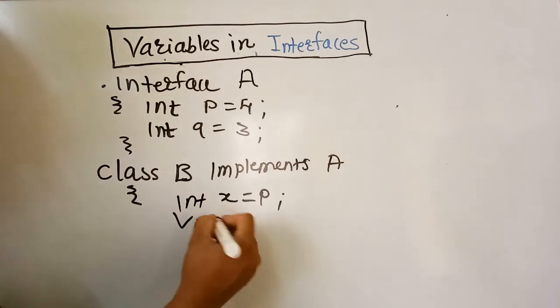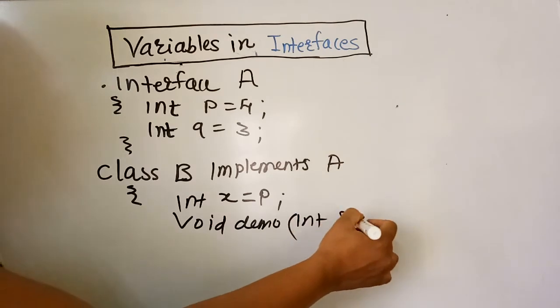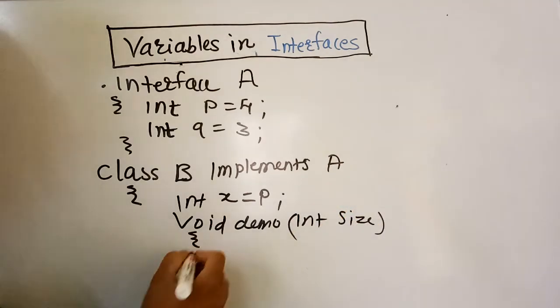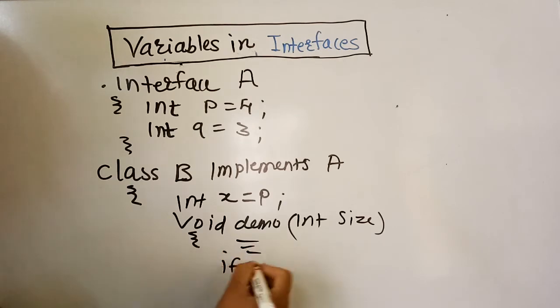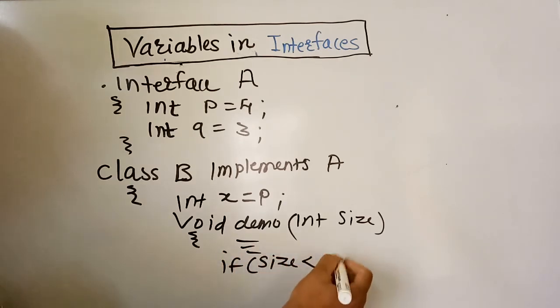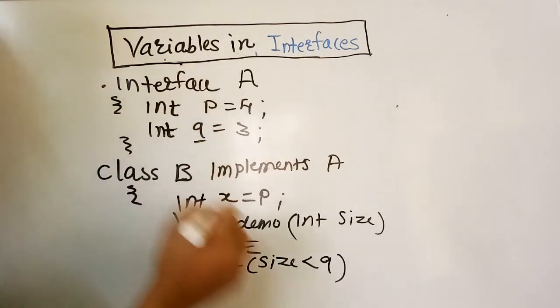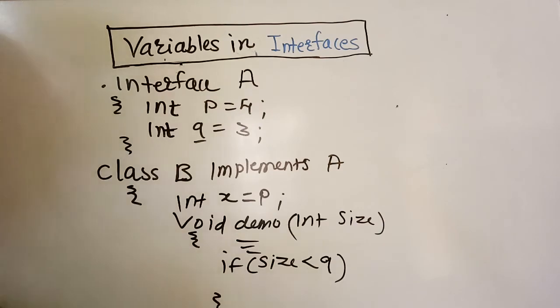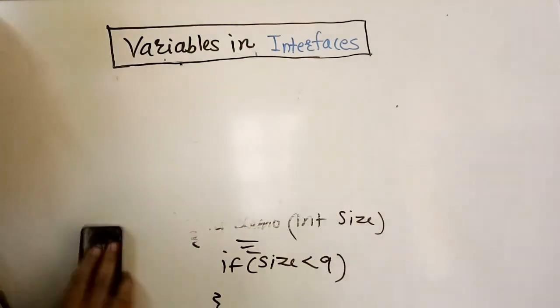For example, I have one method, demo, and it has a variable, the integer size. Then it has its own features and checks if size is less than q. But q is a part of which class? It is a part of the interface, so it is globally available to this class also. So this is the mechanism of how to create variables in the interface, and how one interface's variables are easily available to other classes or other interfaces.